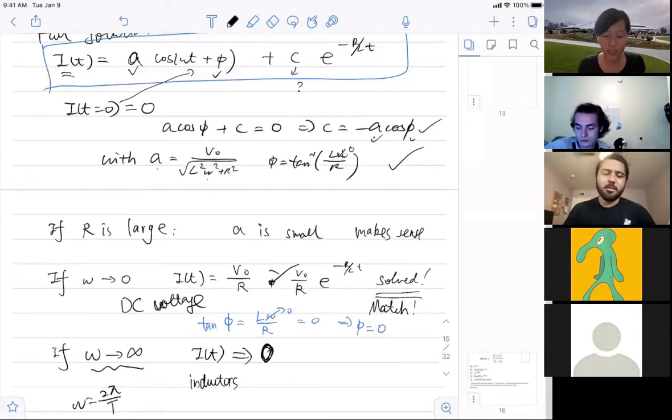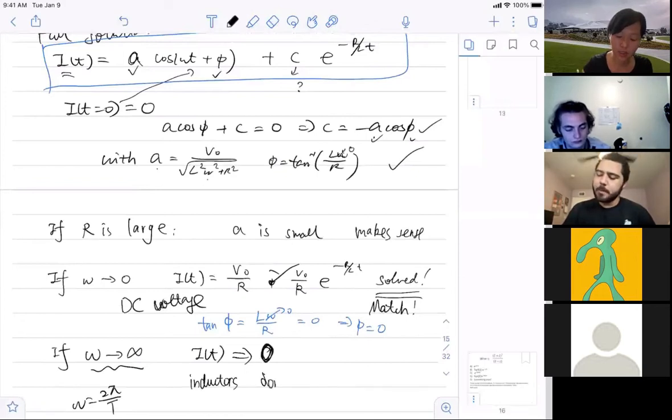Yeah, since you're changing all the time, your inductor will oppose that change all the time, giving your current no chance to go up from 0. So inductors really don't like changes, especially not rapid changes. So your current will be 0, and it suppresses the response at high frequencies when your omega is large.